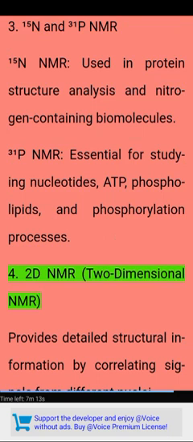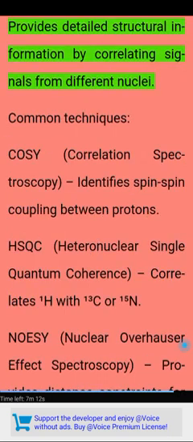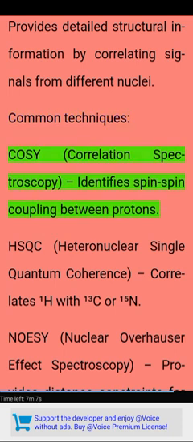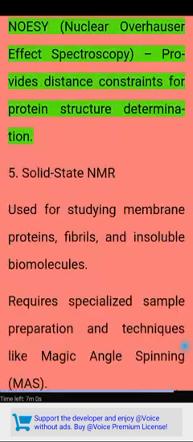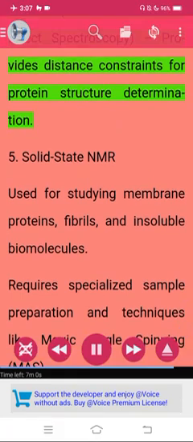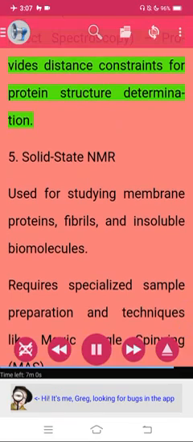4. 2D NMR, two-dimensional NMR. Provides detailed structural information by correlating signals from different nuclei. Common techniques: COSY, correlation spectroscopy, identifies spin-spin coupling between protons. HSQC, heteronuclear single quantum coherence, correlates ¹H with ¹³C or ¹⁵N. NOESY, nuclear Overhauser effect spectroscopy, provides distance constraints for protein structure determination.